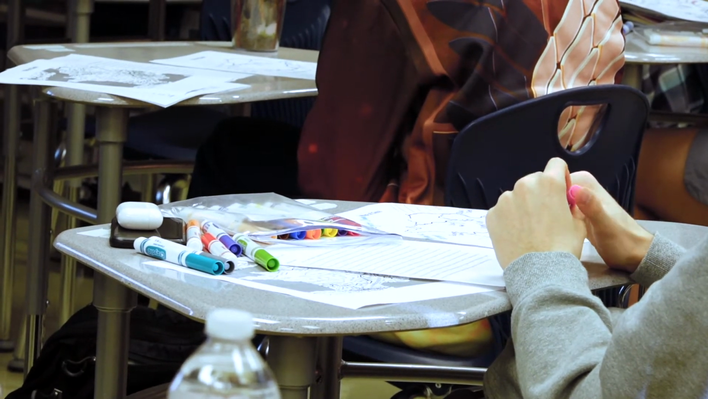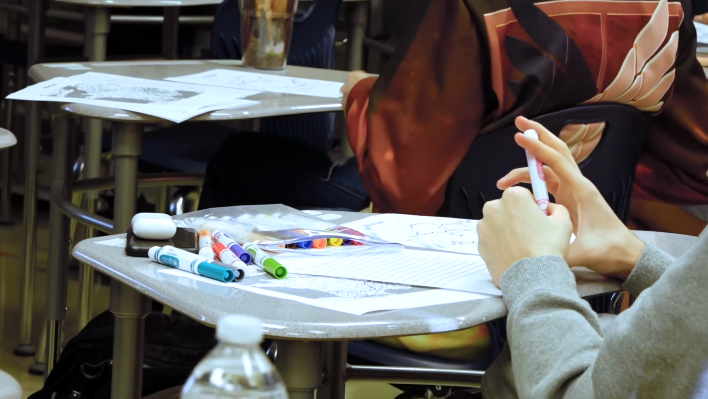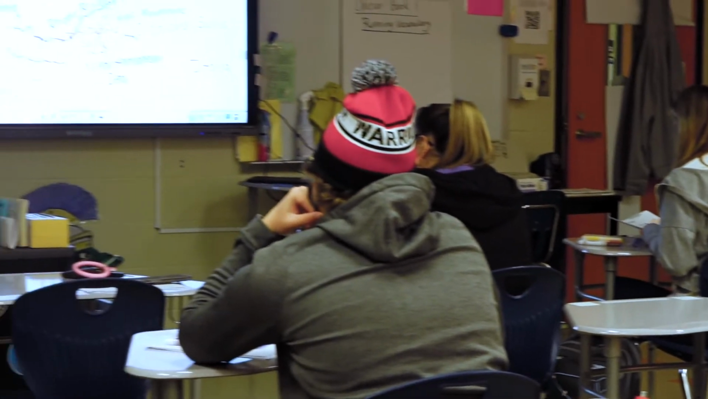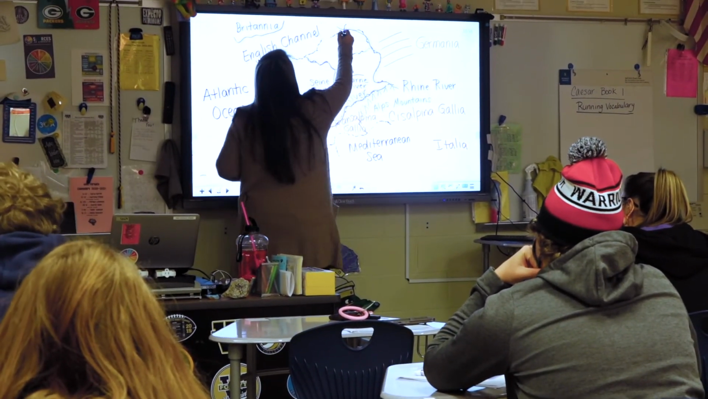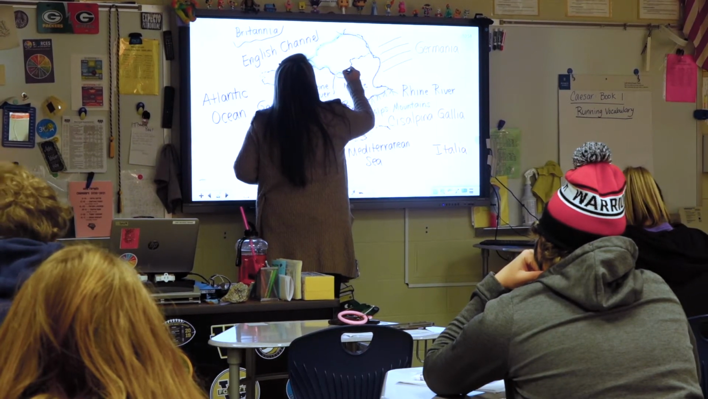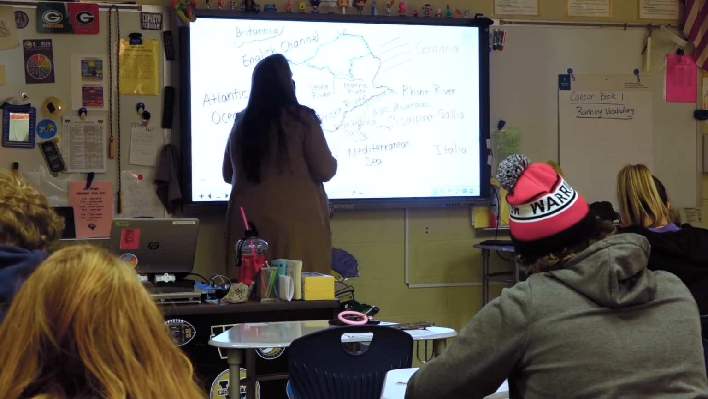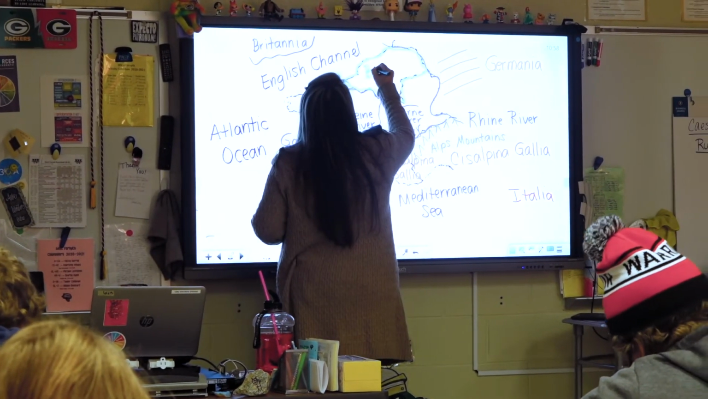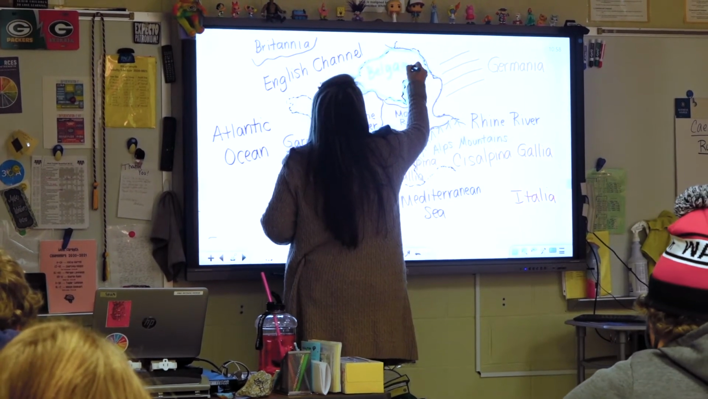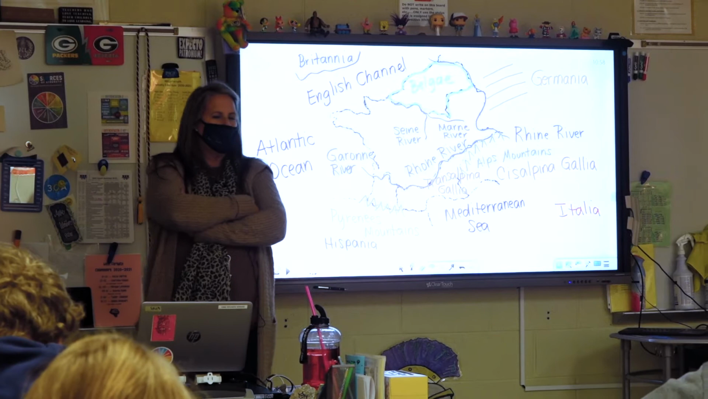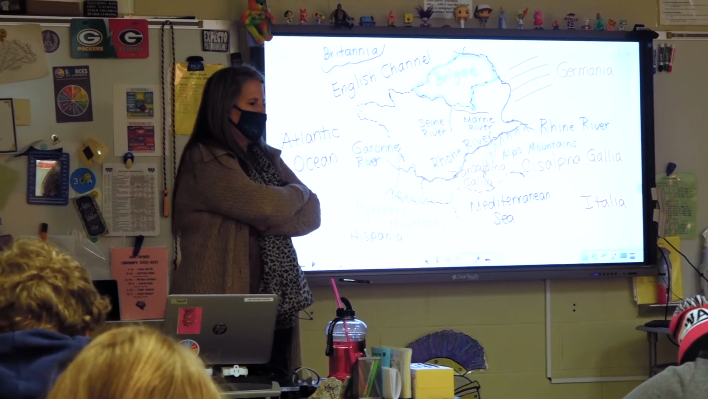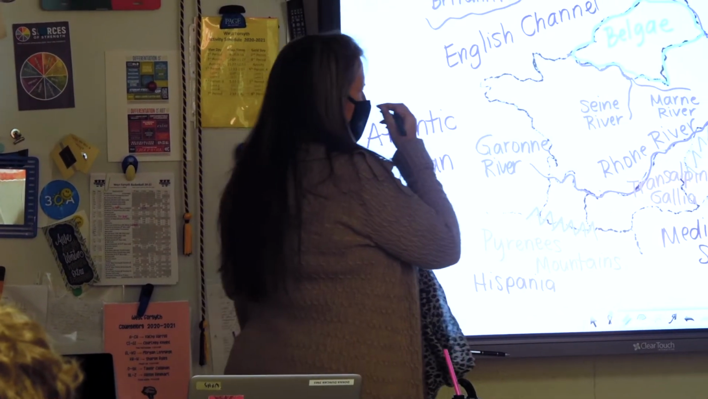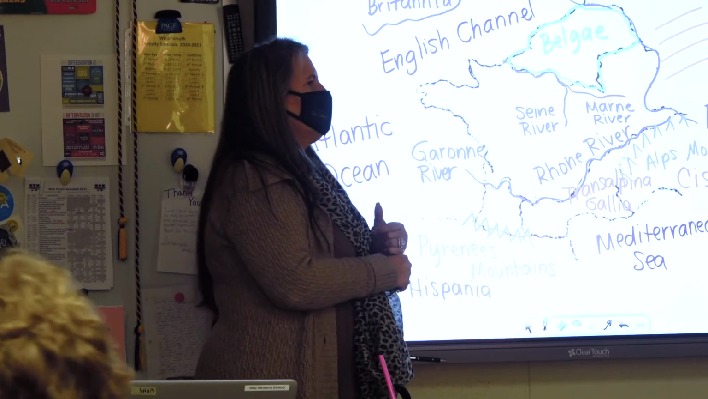Okay, so now we're going to start talking about the actual divisions of the country, of Gaul. This part right here belonged to a tribe called the Belgae. We're going to learn who these tribes are, what they do, why they were important, why they affected Caesar's conquering of Gaul.